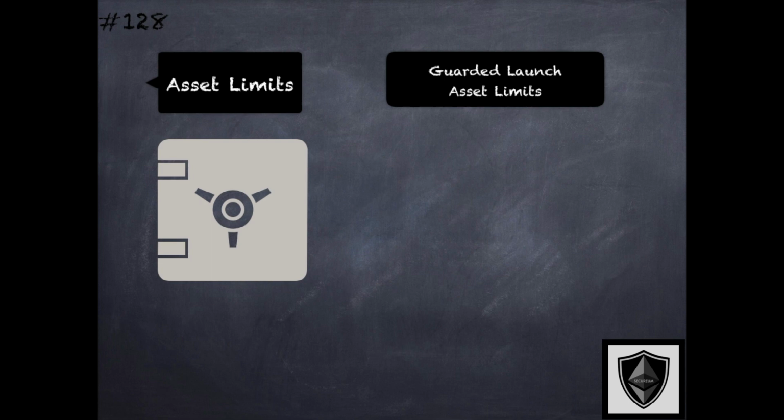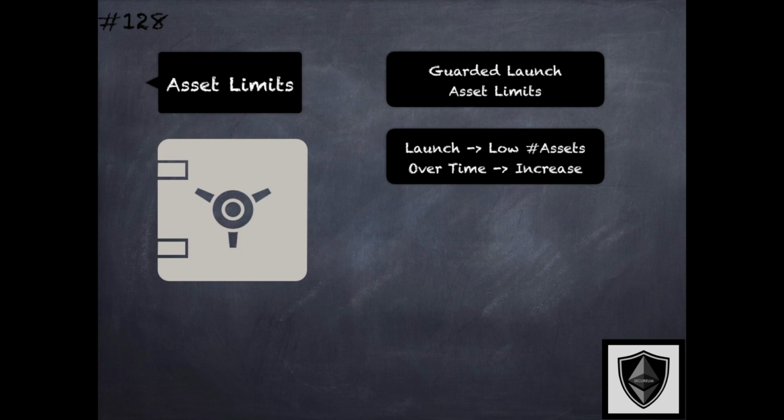There are multiple ways of doing guarded launches for smart contract applications. Let's take a look at the first such way of doing so. And this is by introducing the notion of asset limits. What this means is that during launch, the amount of assets that are managed by the smart contract application can be kept to a lower value than what is really possible or desirable. And over time, this asset value that is managed by the system can be increased gradually as we gain more confidence that this application does not have any further latent vulnerabilities that may get exploited and result in loss of these assets.